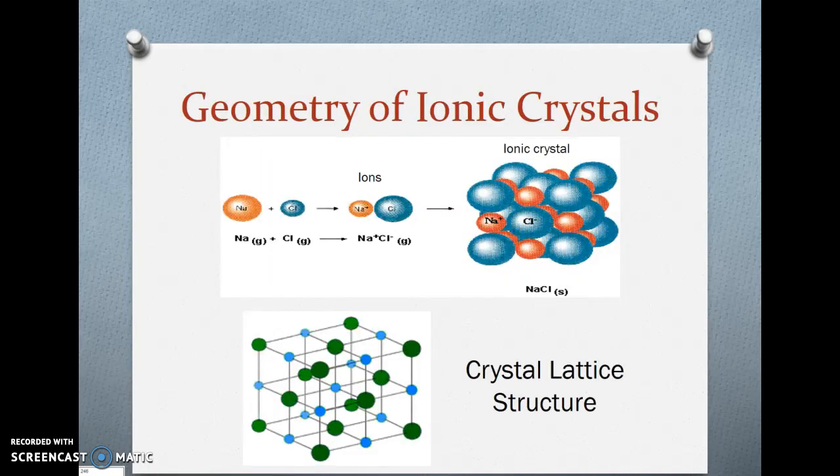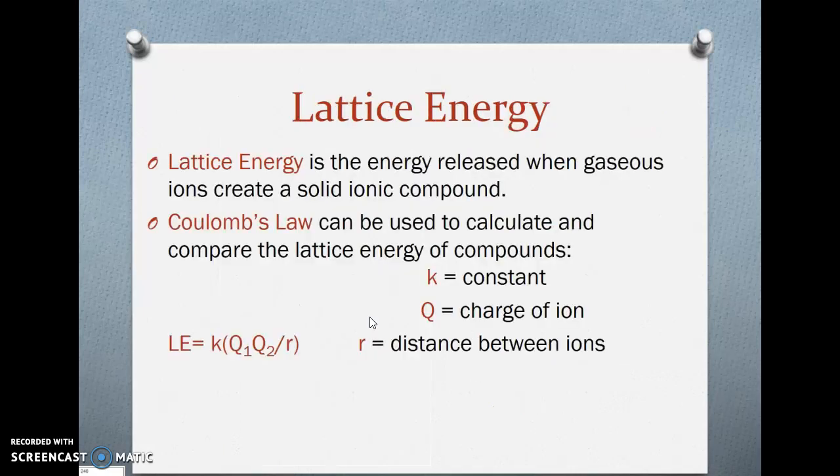So the geometry of ionic crystals. Why does table salt look like a crystal? It has to do with its lattice structure and how the ions alternate. If you look here, you can see that the different atoms are alternating within this cube, this crystalline structure. Lattice energy is the energy released when gaseous ions create a solid ionic compound.